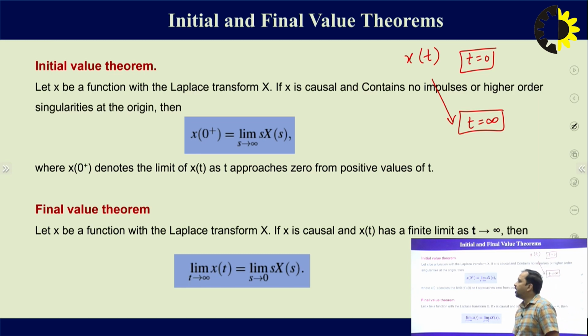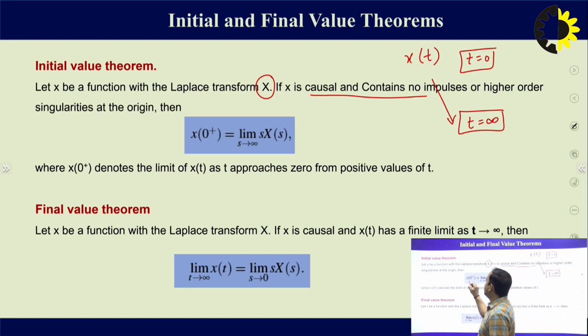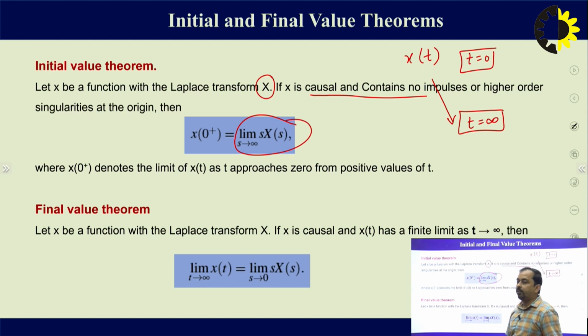So let's say we have a function x(t) and the Laplace transform is capital X(s). If x is causal and contains no impulses or higher order singularities at the origin, we can say that x(0) equals limit s approaches infinity of s multiplied by X(s). So if we have the Laplace transform X(s) and we want to calculate the initial value of the signal, t approaches 0 corresponds to s approaches infinity, s multiplied by X(s), where x(0 plus) denotes the limit of x(t) as t approaches 0.